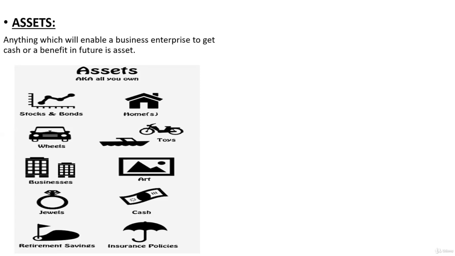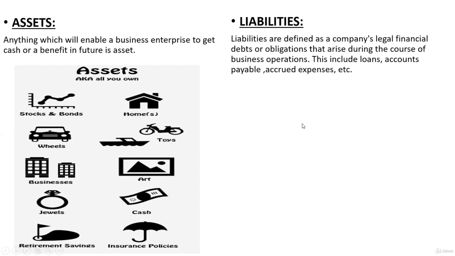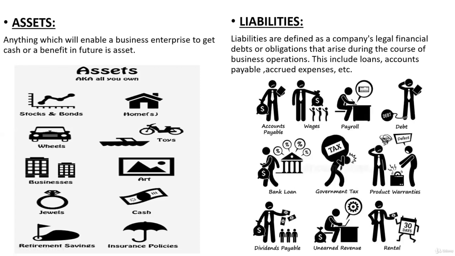Now your machineries, and like that there are so many assets that you carry in your business or organization. Now what are liabilities? Liabilities may be defined in a single term as responsibilities. Every legal responsibility of a company that arises as financial debt or obligations during the business operations is known as liabilities. They may be loans, accounts payable. Accounts payable means we have purchased something on credit and we have to pay our suppliers. So here this will be calculated as liability.